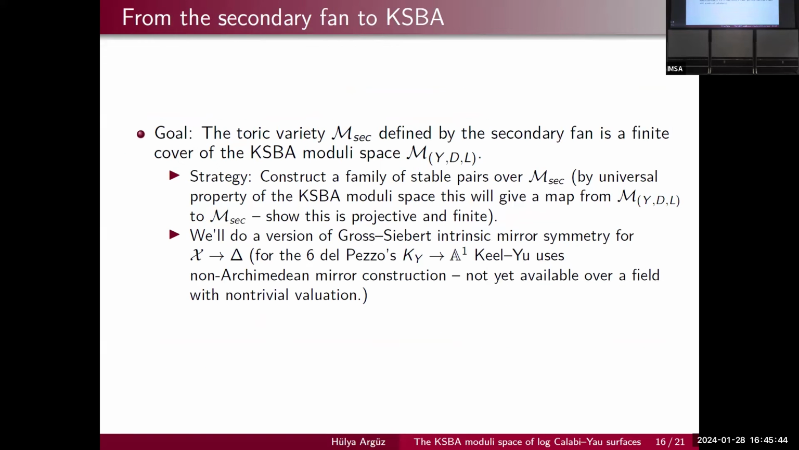Our goal then, once we have this half of the story, once we construct a mirror, our next goal is to show that the toric variety defined by the secondary fan is a finite cover of the KSB moduli space.